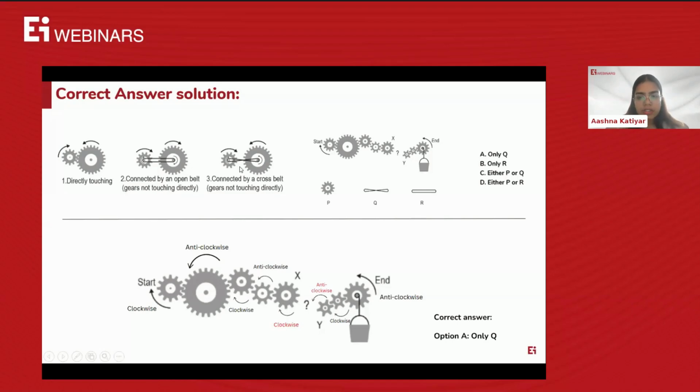So the only connection that we could make here is Q, that is connected by a cross belt, because there is a distance here and the gears will move in opposite directions. So option A, that is only Q, is the right answer.